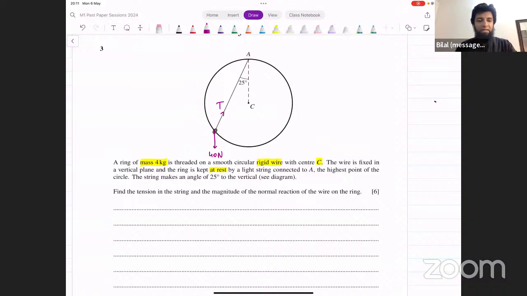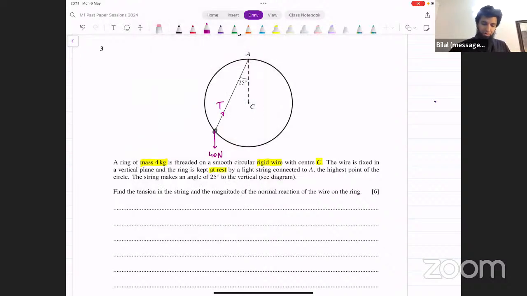Now you see, the ring is in contact with this wire. You can think of the wire as a surface. Whenever you have an object in contact with a surface, what you have is a normal reaction. Now, where does normal reaction act? What's the direction of normal reaction? Reaction always acts perpendicular to the surface.